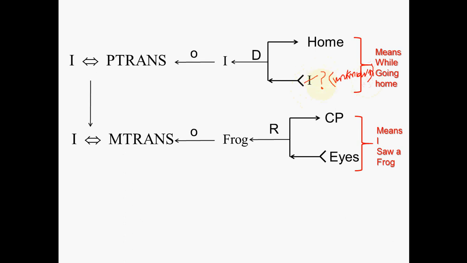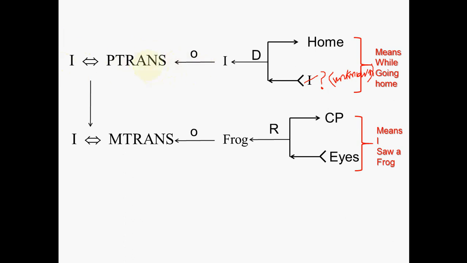This is unknown, so question mark. So what is the destination relation? From some unknown place I was going to my home. Okay, so this entire thing is nothing but the meaning of while going home. So I P trans: I am the object involved, I am the PP, and the action is P trans.